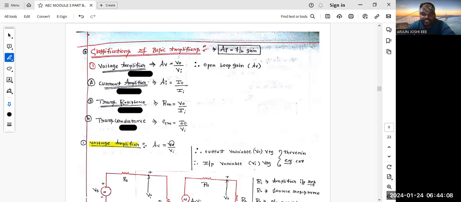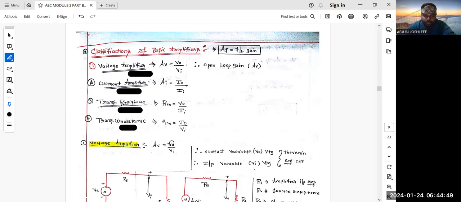As we discussed in the previous class, the first one is the voltage amplifier, the second is the current amplifier, the third is the transresistance amplifier, and the fourth is the transconductance amplifier. We know the basic equation for the voltage amplifier: AV, the voltage gain, is equal to output voltage divided by input voltage. AI, the current gain, is I naught divided by Ii. And transresistance Rm is equal to V naught divided by Ii, by Ohm's law: output voltage divided by input current. Here we are going to calculate transresistance. That is the transresistance amplifier gain Rm, equal to output divided by input.